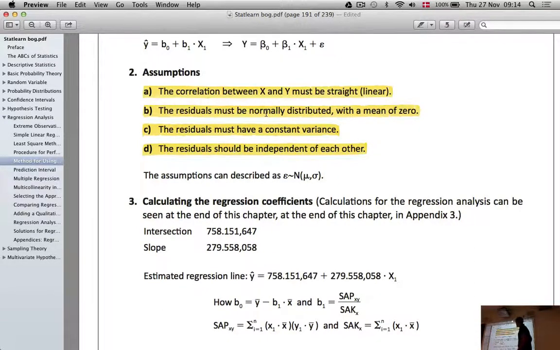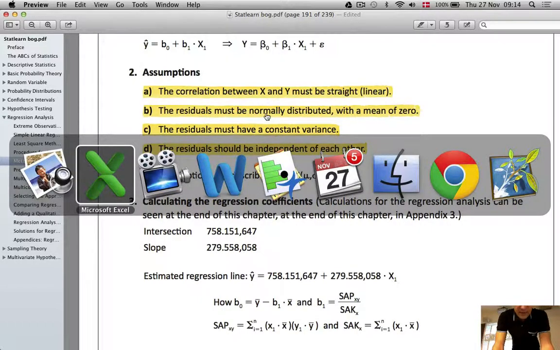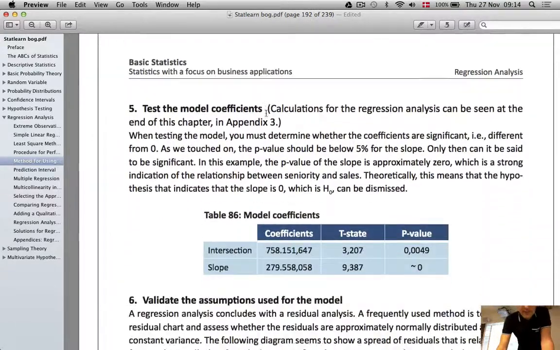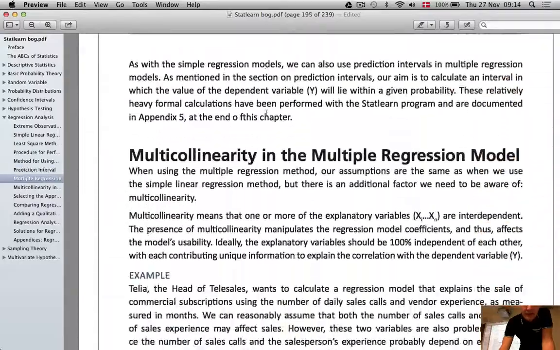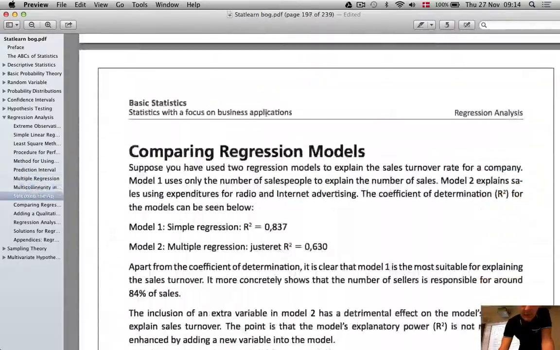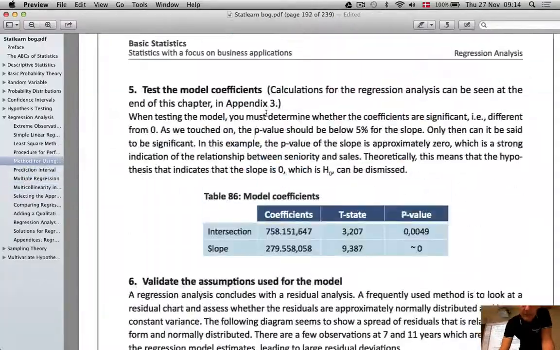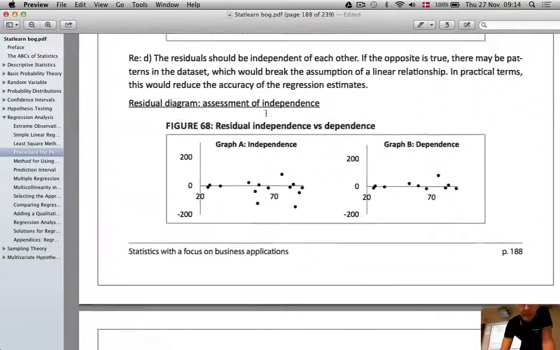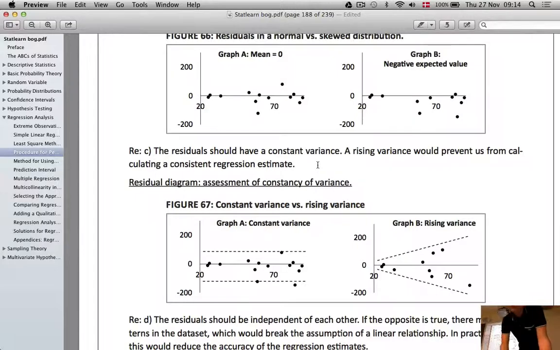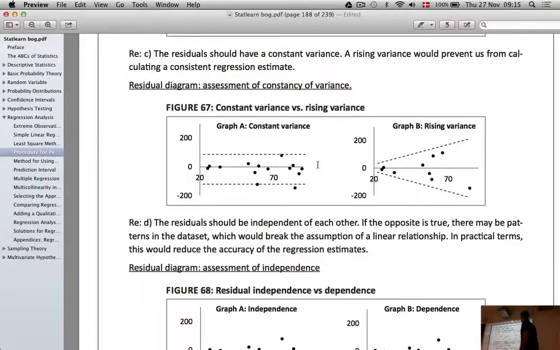Okay, then we also have another assumption here, that the residuals must have a constant variance. This means that if the explanatory variable changes, then the variance in the residuals should not change. I'll just see, I have a picture somewhere. There's a picture in the FreeStat book somewhere. Ah, there it was. So in this figure 67 on page 188, you can see, this is a residual plot.